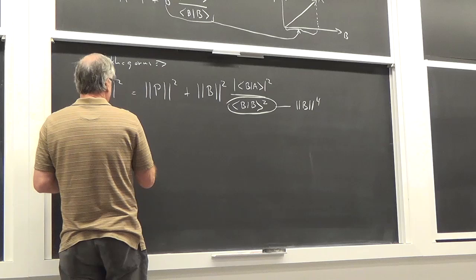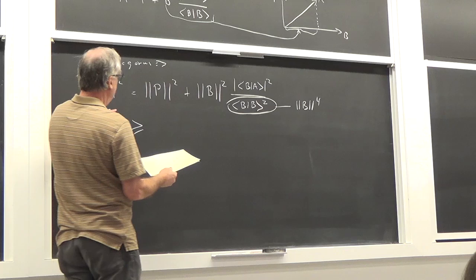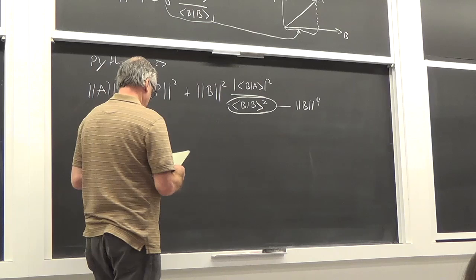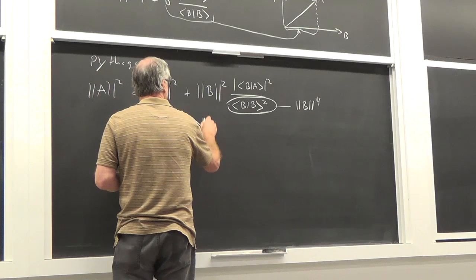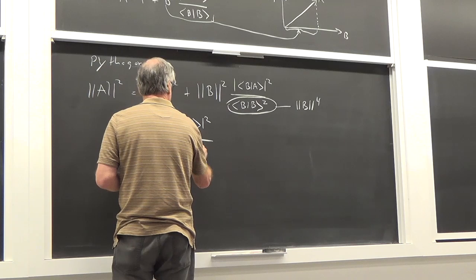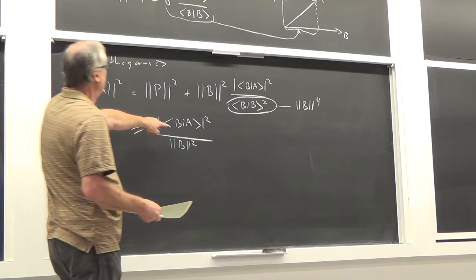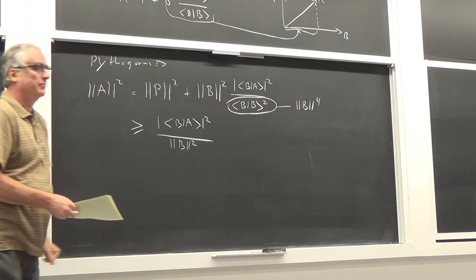And so this is actually an equality. If I drop out this non-negative part, I'll get an inequality. It's just equal to what's over there, divided by the norm of B squared. And that's just the Schwarz inequality, because that goes over there, this goes over there. Take the square root of both sides, and I get the Schwarz inequality.